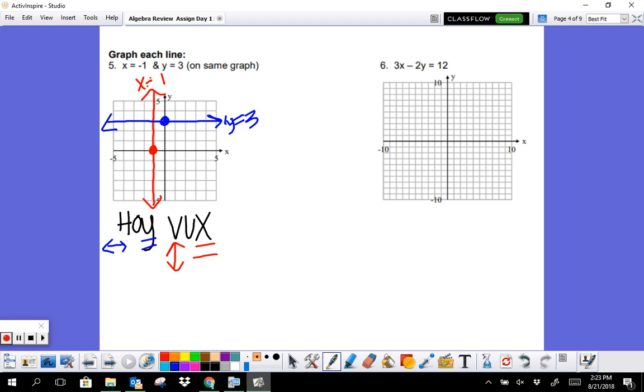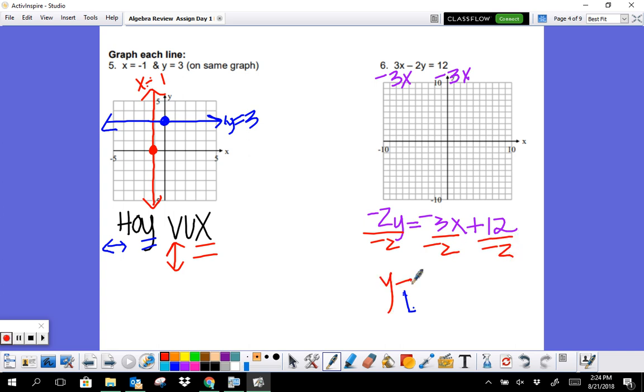Okay, number 6, I need to graph this line, but it is not in y equals yet, so I need to get it there. So I'm going to subtract 3x, move it over to the other side, so that gives me -2y equals -3x plus 12. Now I need to get that -2 out of there, so I'm going to divide by -2. So that gives me y equals, that's a negative divided by a negative, so that's positive 3 over 2x. And then 12 divided by -2 is -6.